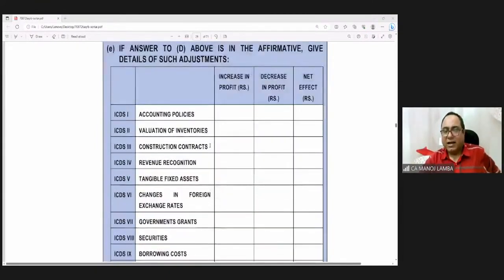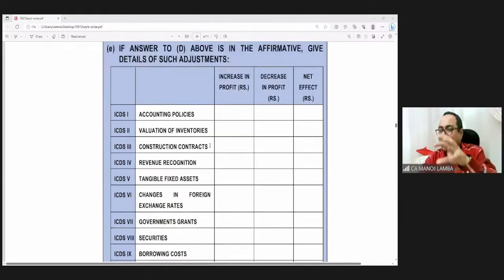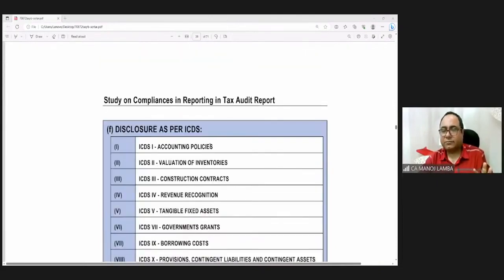So you have to tell ICDS wise what is the impact on profit. And there are 10 accounting income computation and disclosure standards, ICDS. ICDS 1 deals with accounting policies. ICDS 2 deals with valuation of inventory. ICDS 3 deals with construction contract and so on. What is the impact on increase in profit? And then what is the impact on decrease in profit? And what is the net impact?